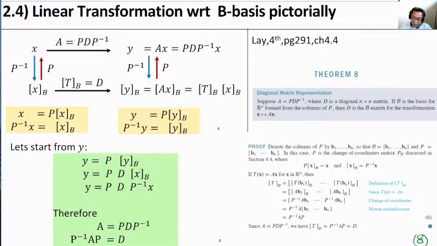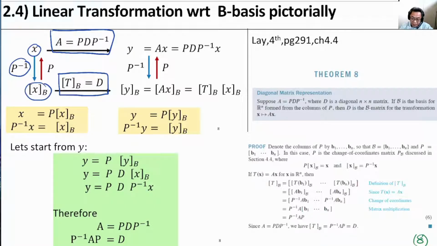In this slide, we're going to see the transformation T in the B basis. In the last few slides, we have shown that the transformation T_B, the transformation in the B basis, is equal to D if A represents PDP^-1. Now, why is this so? Well, we have seen in the last slides that x in the standard basis, pre-multiplying by P^-1, gives us x in the B basis.